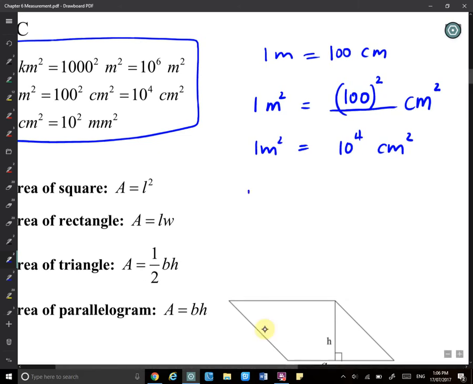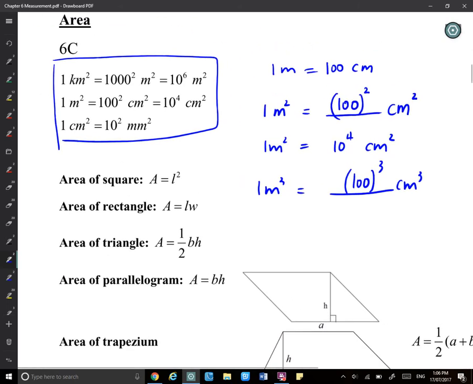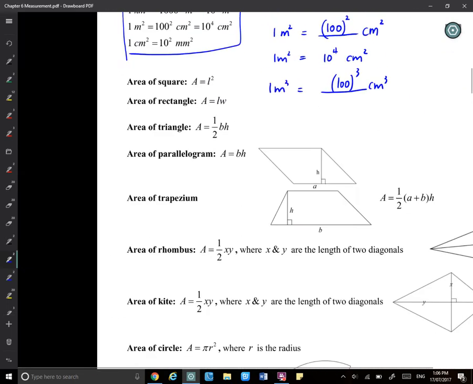If you know 1 meter cube equals how many centimeter cube, that will be 100. 1 meter equals 100 centimeter, and then we cube that. That's how we find the unit converting. Okay, so we have a couple of shapes.